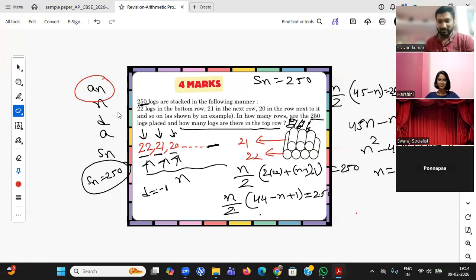Yes, Ponnappa. So can you tell me again how it is n, sir? Like the number of logs. This is the number of terms, as the number of logs here. He's asking the number of logs, and in each row you are taking one term. 22 is the first row, you are taking the first term. 21 is the second row, you are taking the second term. Now he's asking the number of rows, that means the number of terms, n. Okay, sir.